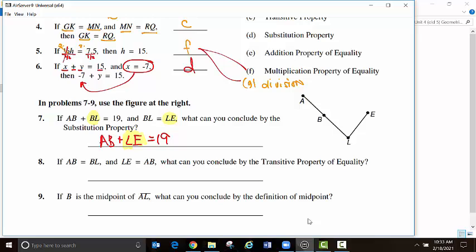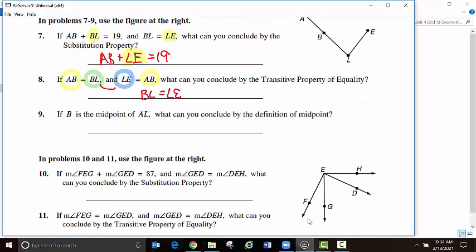Okay? If AB is equal to BL and LE is equal to AB, what can you conclude about the transitive? Well, this one, yellow is equal to green, and yellow is equal to blue. Therefore, these two have to be equal. BL is equal to LE.